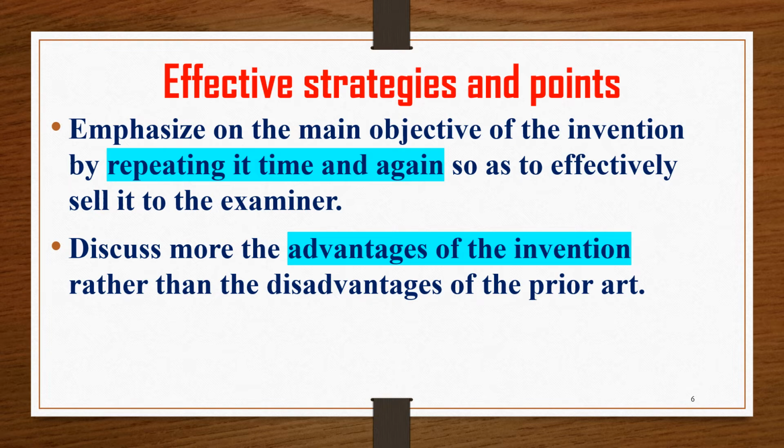The same thing we have to apply here. That's why it is written like discuss more on the advantages of the invention. That means discuss more about the advantages or merits of the present invention rather than discussing the disadvantages or demerits of the prior art. That means go more towards the positive instead of discussing the negative things. Fine. Okay.